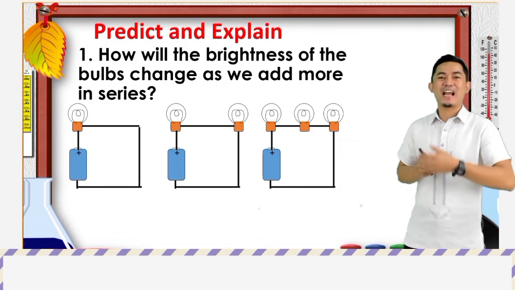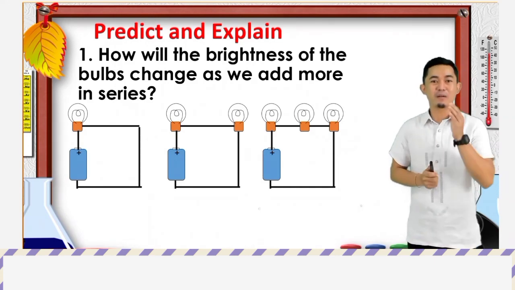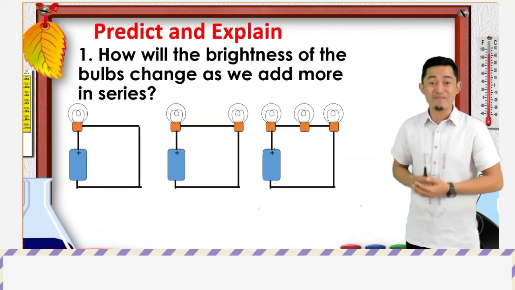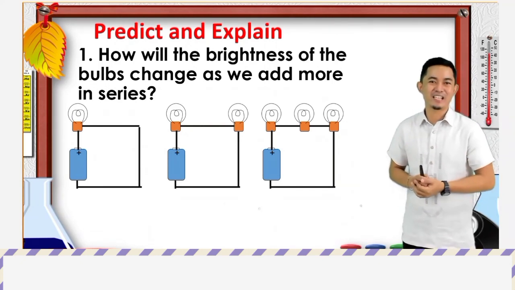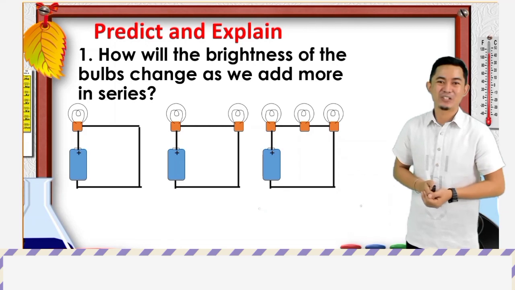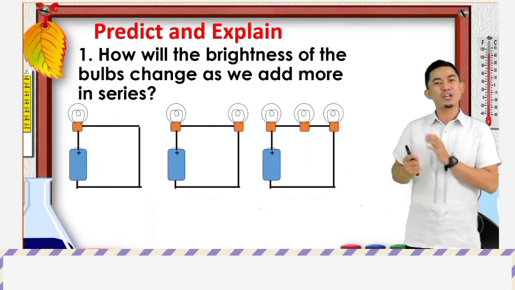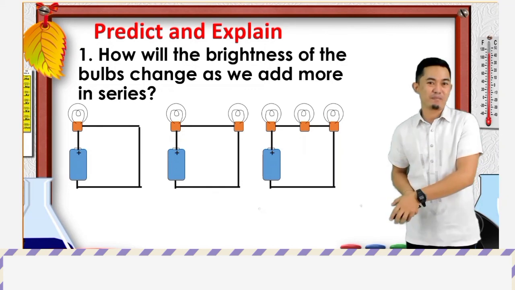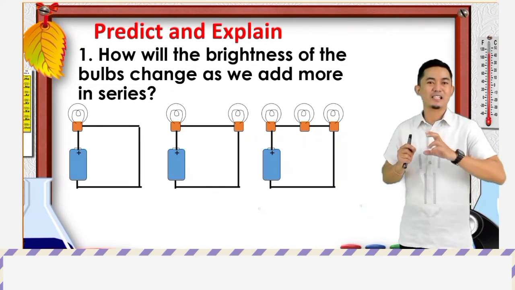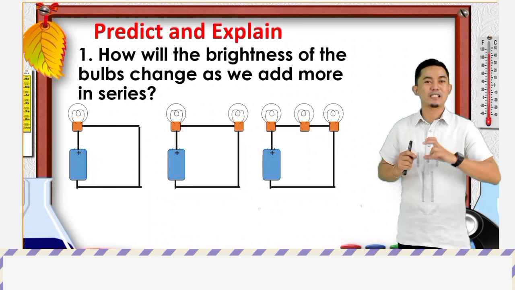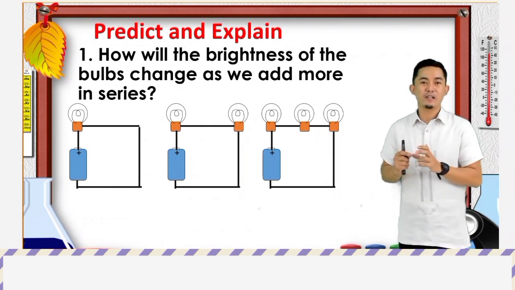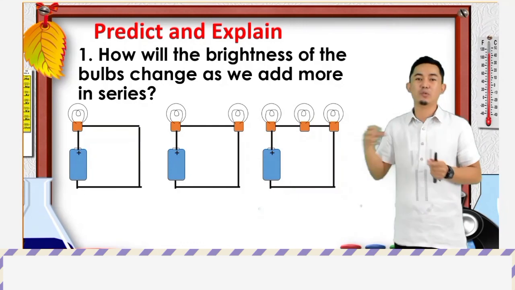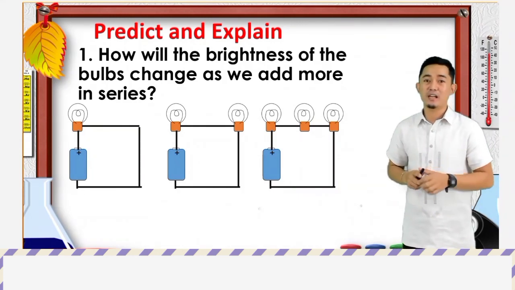Actually, the answer should be, the more bulbs you add, the more the light will dim. So do not forget that. The more bulbs you add, the more the light will dim, because the source has limited power and limited energy only. That's why the more bulbs you add, the more the energy is shared among the bulbs.